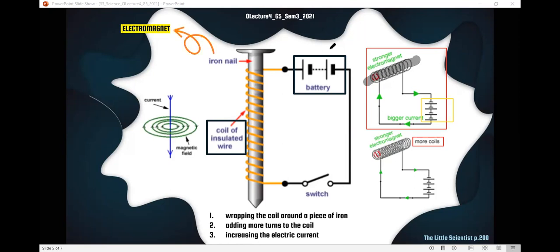No, I said it. Bravo Hani. Put an iron nail in the middle, or something that is a conductor of electricity. Put it in the middle and then I wrap the wire around it. So if you add a piece of iron, an iron core in the middle, you will increase the power of the electromagnet. Please don't forget that I have 3 ways to increase its power: I can add an iron nail, I can add more turns to the coil, and I can add more batteries to make the electric current stronger.